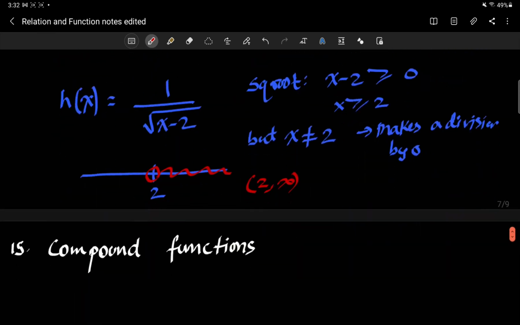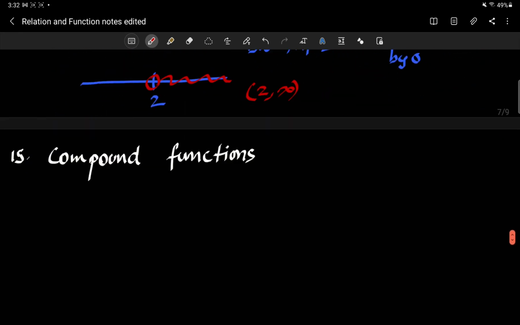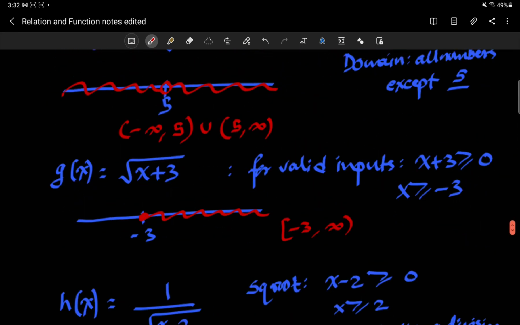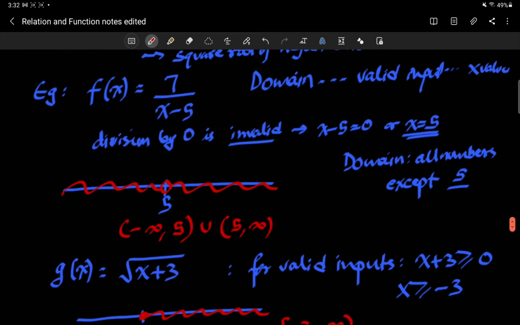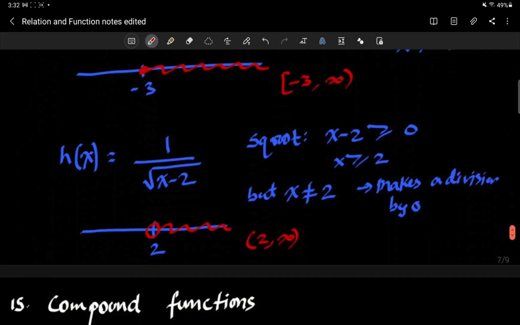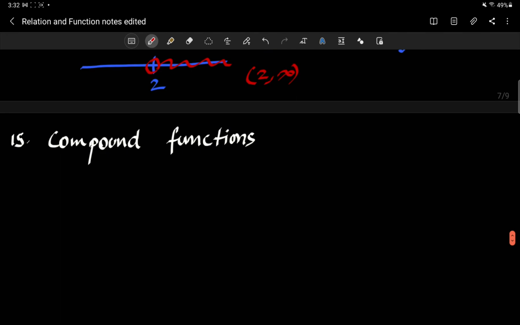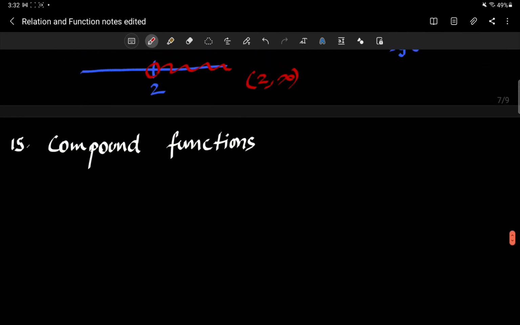Okay, so I sort of took a little segue here, a departure from what the lesson plan said. So I'm going to end this video at this point, and then we have compound functions to talk about in the next one.